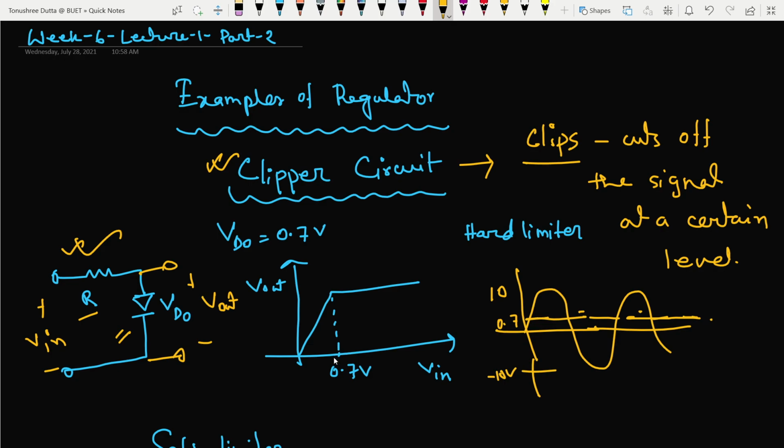But coming to the concept of regulation, we explained that regulators give a certain valued output that does not change with input fluctuations. Here we can see that whatever my signal is above 0.7 volt, my output does not change. My output is fixed at 0.7 volt. So this is kind of a regulator, and it is called a hard limiter because the output is hardly fixed at 0.7 volt, since we are considering the CVD model, the constant voltage drop model.